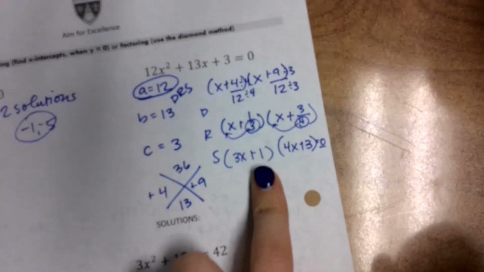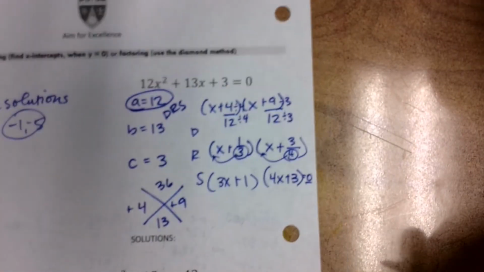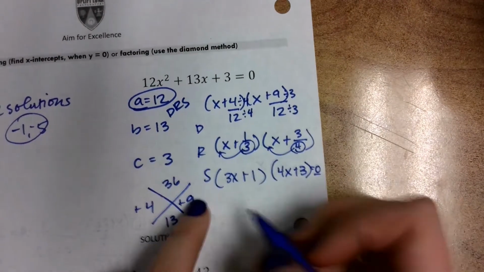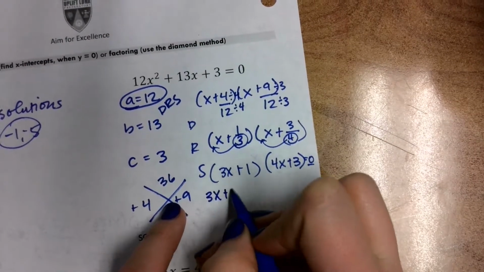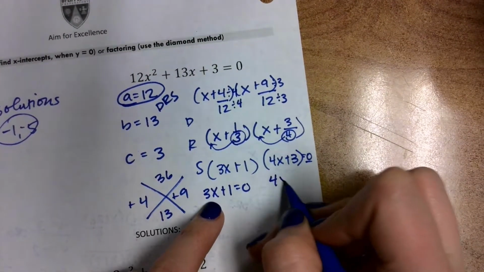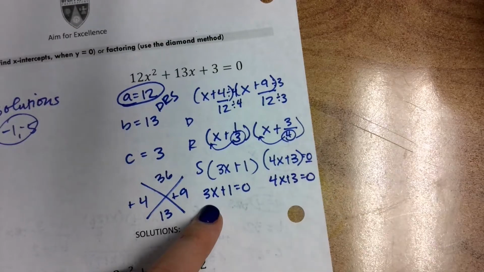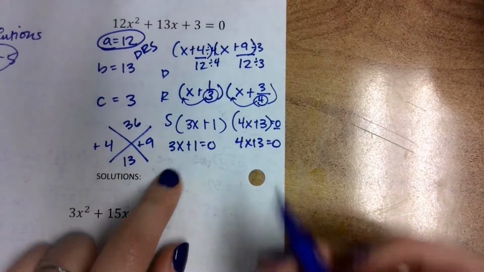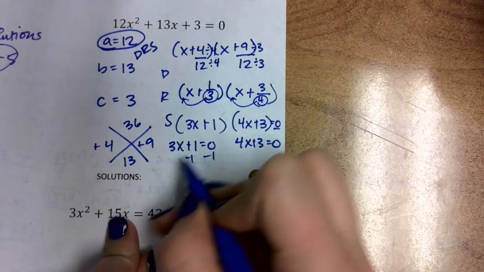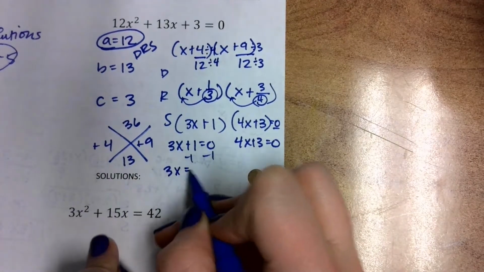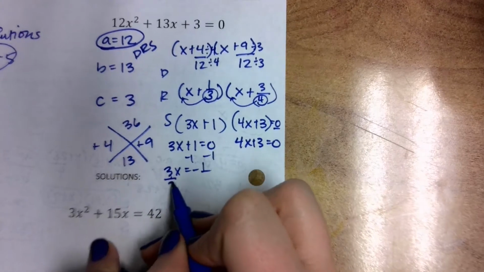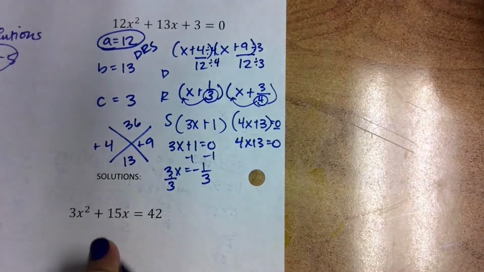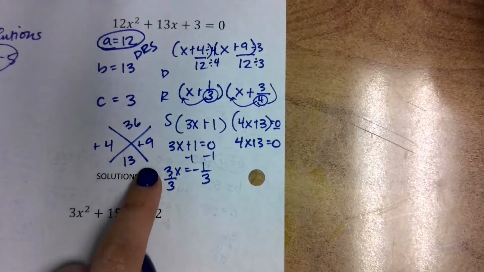This is why this is different than factoring: we have this equals 0, which means we need to set both of these factors equal to 0. We have to find what x equals. So how do we get rid of this positive 1? Negative 1. 3x equals negative 1. How do we get rid of the 3?